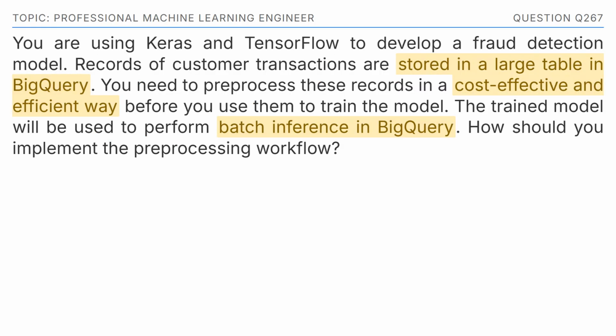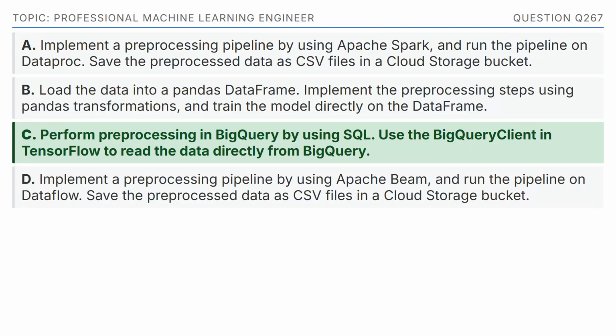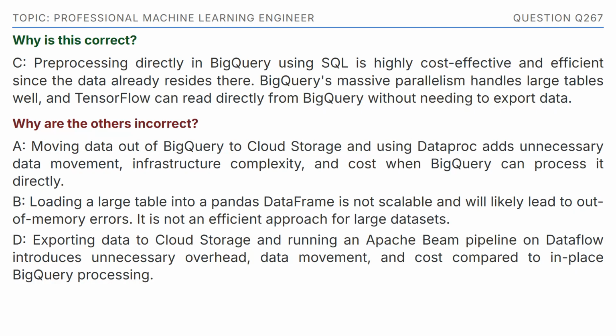To arrive at the correct answer, we focus on the keywords: stored in a large table in BigQuery, cost-effective and efficient way, batch inference in BigQuery. The correct answer is option C, perform pre-processing in BigQuery by using SQL. Use the BigQuery client in TensorFlow to read the data directly from BigQuery. Why is this correct? C. Pre-processing directly in BigQuery using SQL is highly cost-effective and efficient since the data already resides there. BigQuery's massive parallelism handles large tables well, and TensorFlow can read directly from BigQuery without needing to export data.